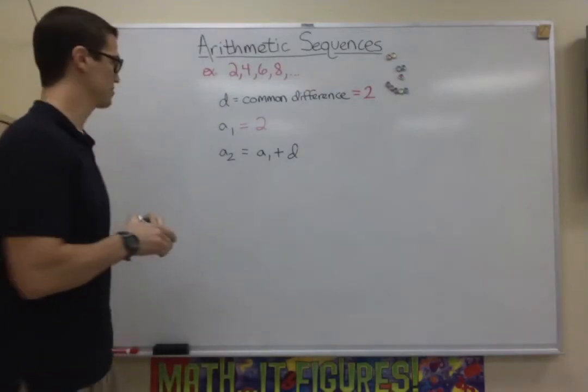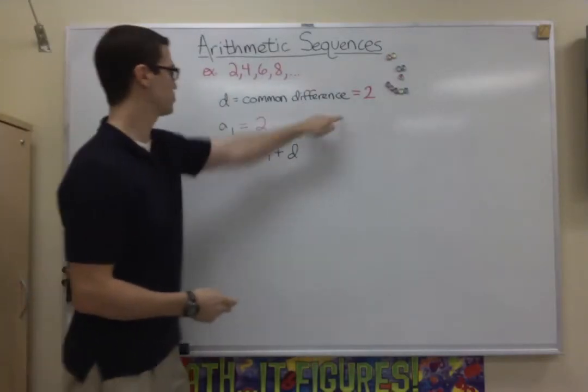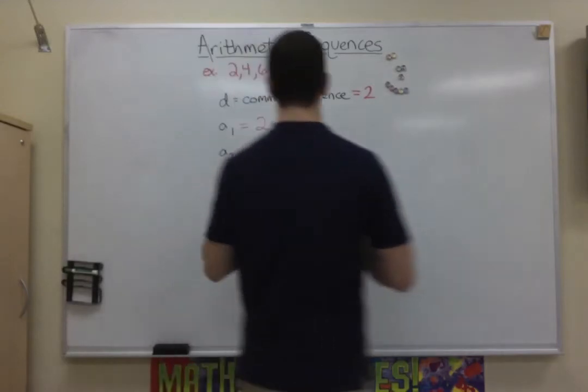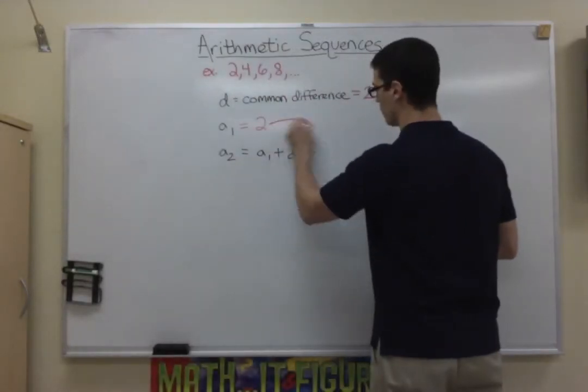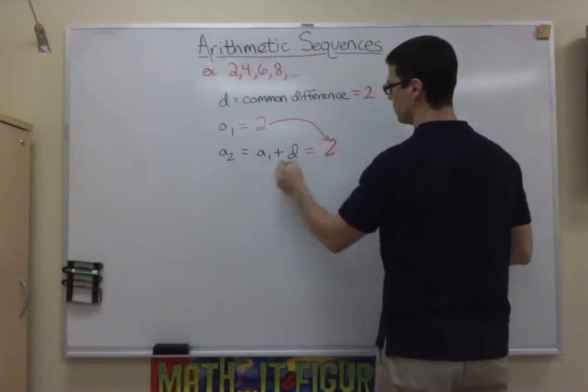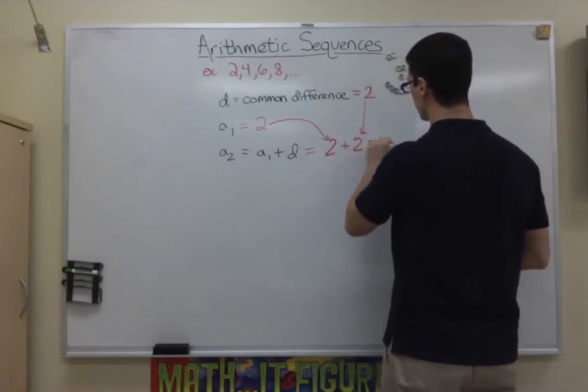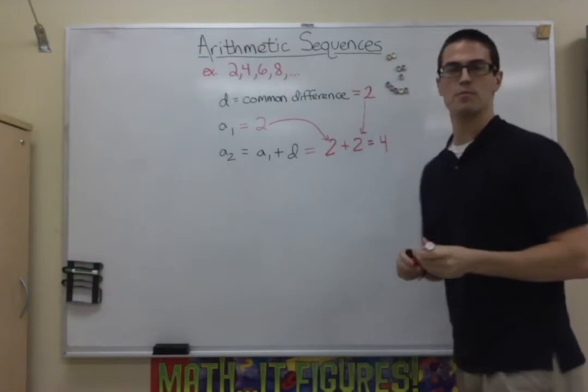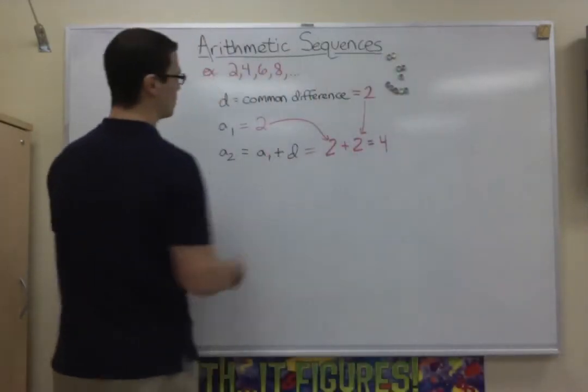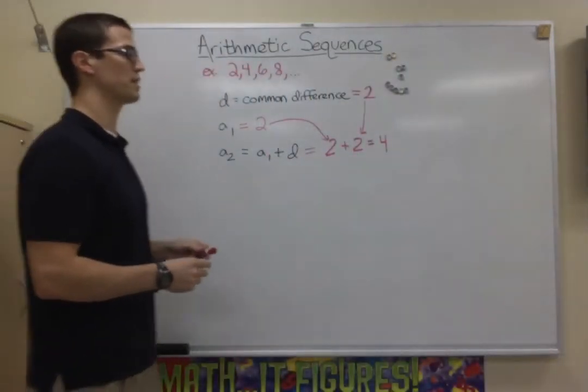And in this case, as you can tell, D is 2, so it would be A1 over here to get 2, plus the D up here to get 2, so you would get 4, and 4 matches our second number. So far, we're figuring out what numbers are in this sequence.